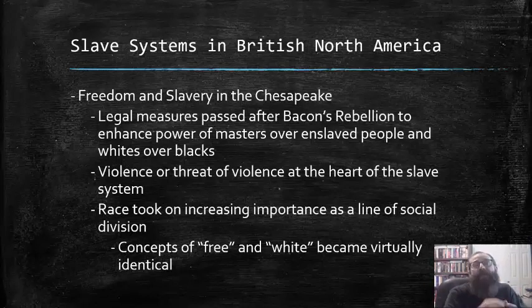Now, at the heart of the slave system, of course, was violence or the threat of violence. That was the only way it was thought that the entire system could function cohesively. Race took on an increasing importance as a line of social division, and concepts of free and white became virtually identical to each other. Another way to separate out free and slave and white and black and make each term associated with one side or the other.